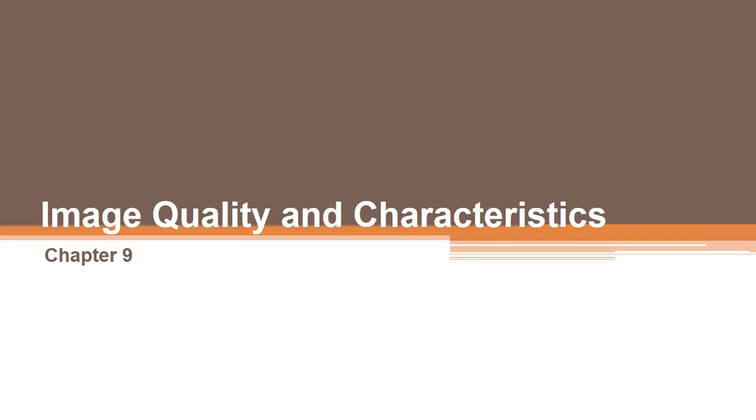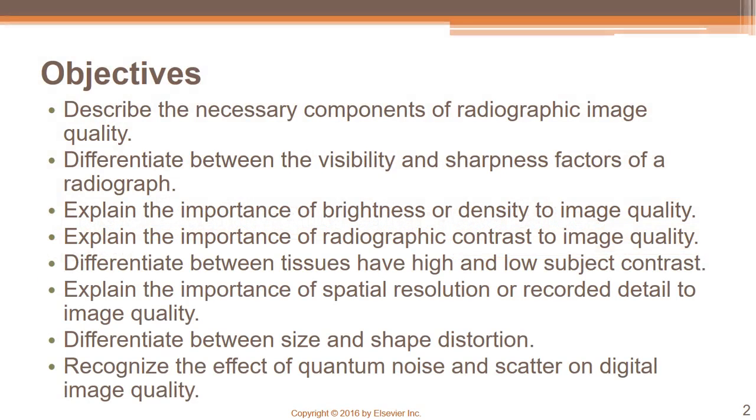Some of this you could probably skip through, but I want to cover a whole lot more than what's listed on Blackboard for you. As usual, here are the objectives that I got from the text itself, and the majority of these we will cover. We're going to talk about the components of radiographic image quality, and then talk about visibility and sharpness of a radiograph, and then we're going to talk about the importance of brightness or density and contrast.